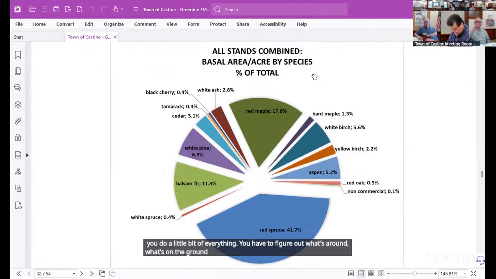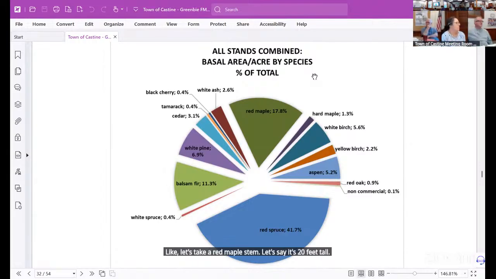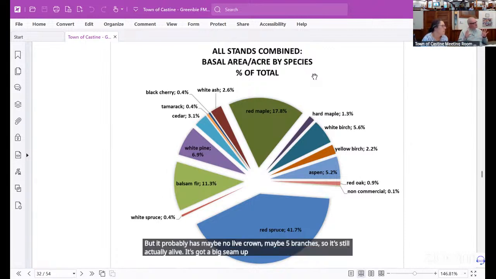But I think that this is going to be harder to explain. I have to really go back to the actual data, but let's take a red maple stem. Let's say it's 20 feet tall, but it probably has no live crown, maybe 5 branches, so it's still actually alive. It's got a big seam up the side. Pulpwood is a little harder because pulpwood can cover a lot of ground. You can take a lot of wood in, but it might have a hollow back, like a fir might have nothing on the backside. So that's the judgment call for the forester on the location site.